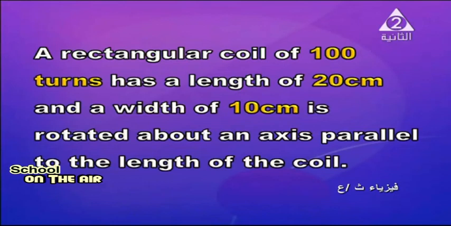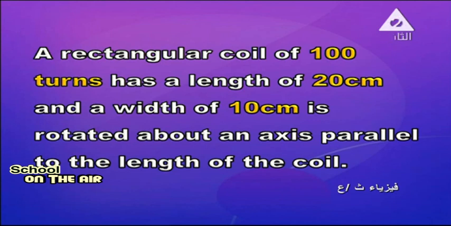Another problem, and it is very important: a rectangular coil of 100 turns. Try to remember, the number of turns is 100. It has a length of 20 centimeters and a width of 10 centimeters. Both should be converted into meters.